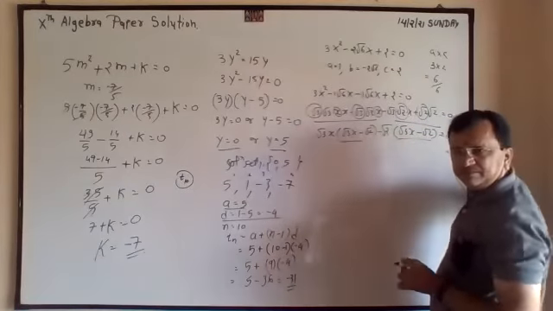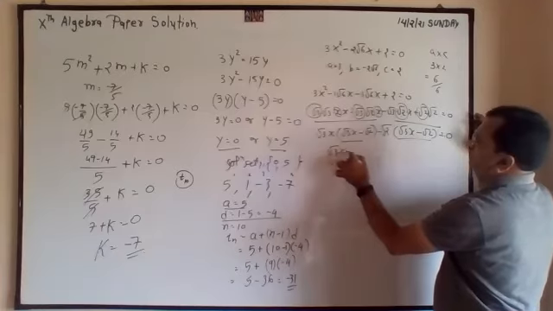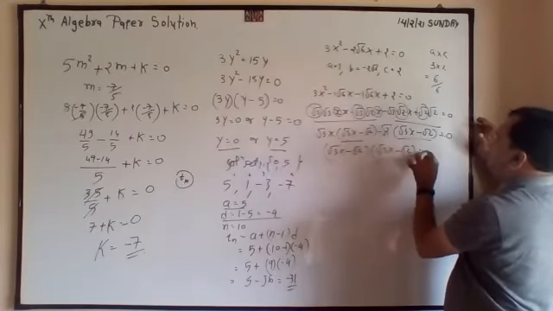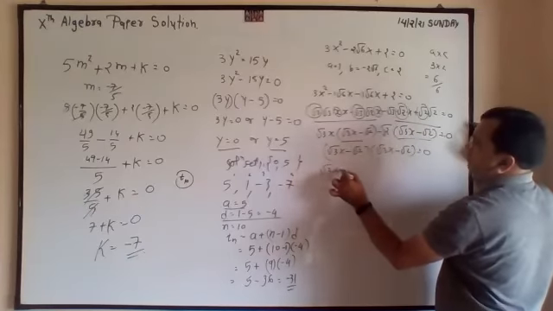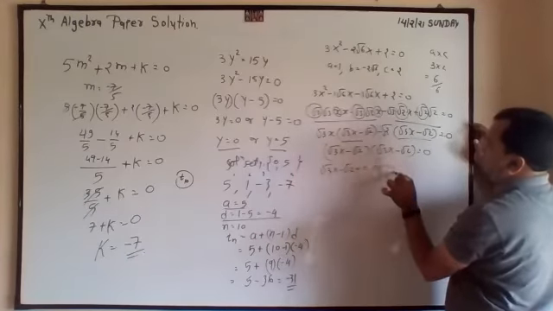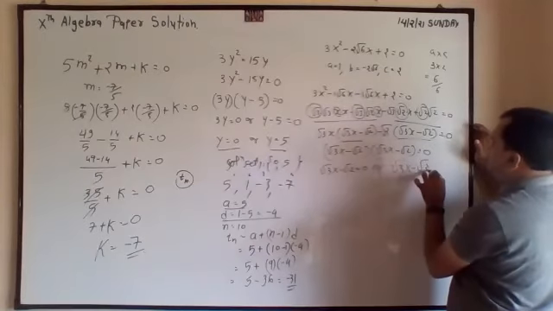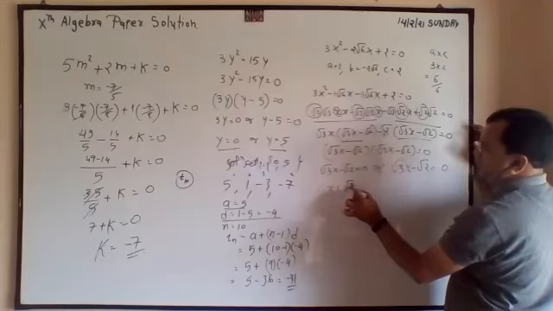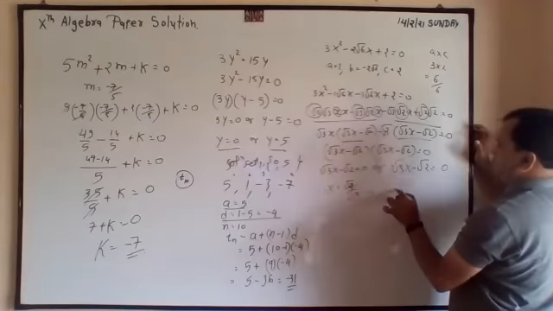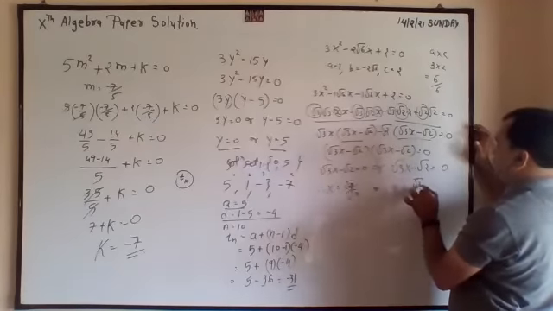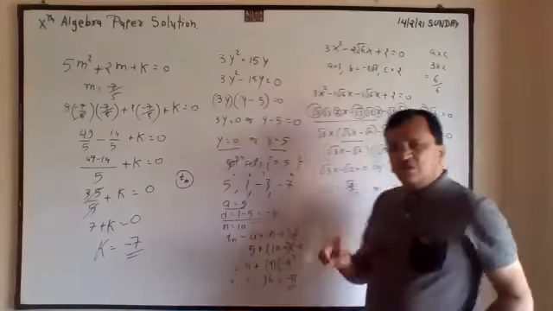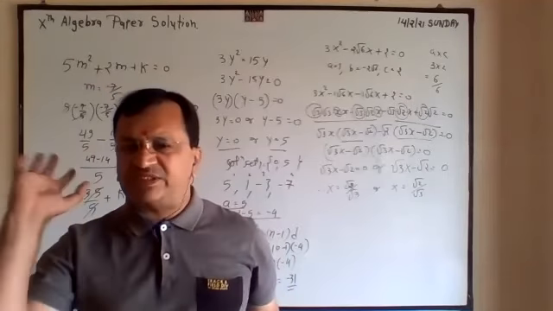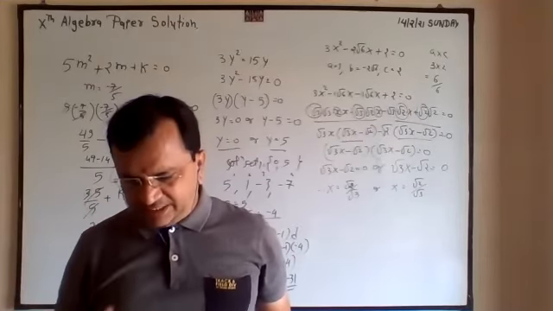Now common of common: root 3x minus root 2 is equal to 0, or root 3x minus root 2 is equal to 0. So x is equal to root 2 by root 3. Both the answers are equal. So it is a perfect square. That is why you are getting both the answers same.